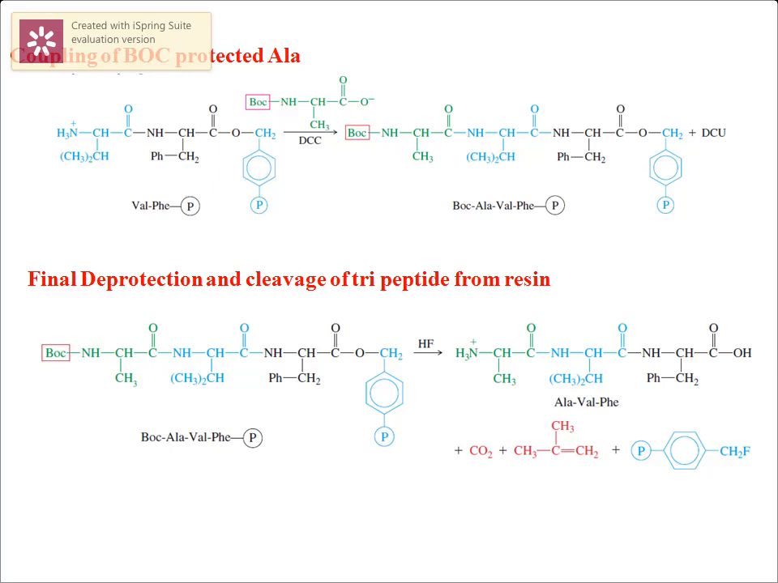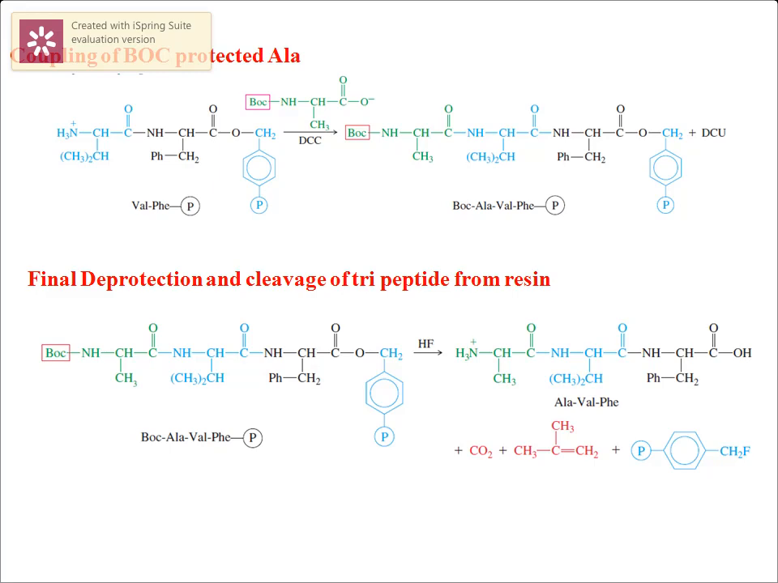Now in the final step, you need the deprotection of the BOC and cleavage of the tripeptide from the solid support. So the final step is in a single step, that is final deprotection and cleavage of the tripeptide. In a single step, you treat with HF, which is a strong acid. In the presence of acid, the BOC automatically cleaves out, and then the tripeptide is cleaved.